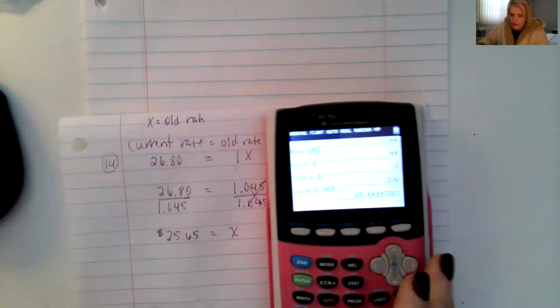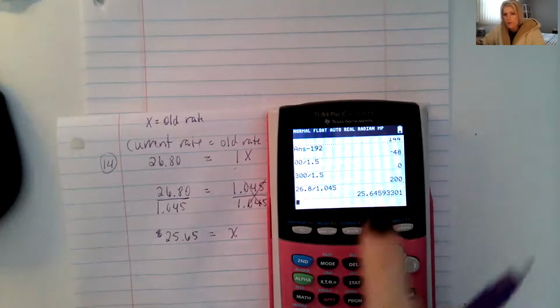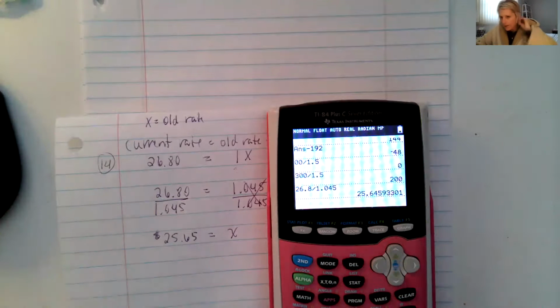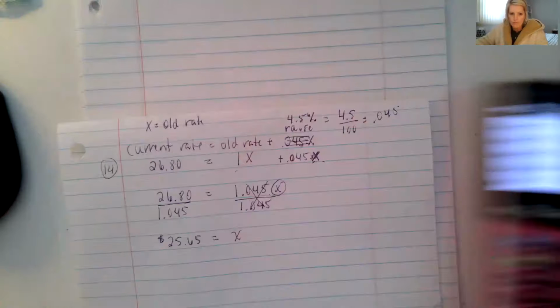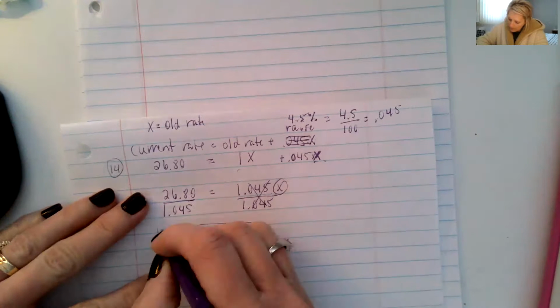Because the calculator says 25.6459, and you should always round money to 2 decimal places for the pennies. So 25.65, which is right here.